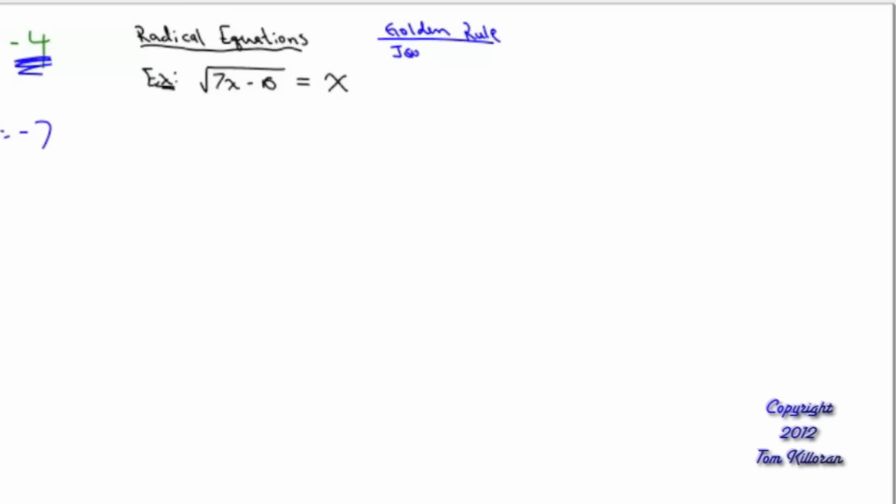Isolate a radical, in case there's more than one. The golden rule is get a radical by itself. Get a radical by itself, kind of like that absolute value equation. Before we could solve it, we had to get it isolated. So the same thing works here.